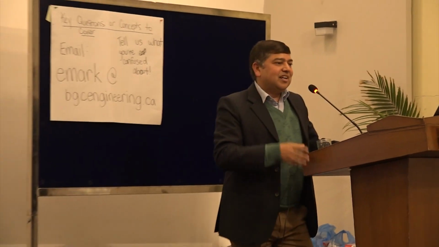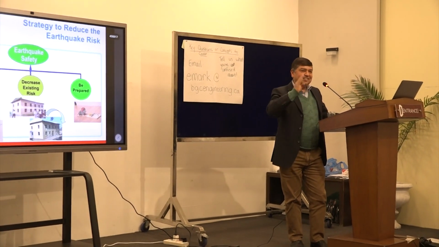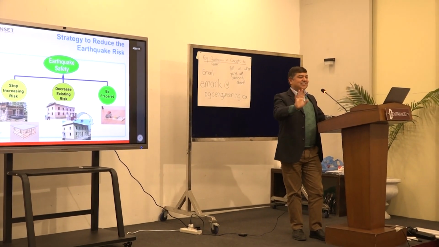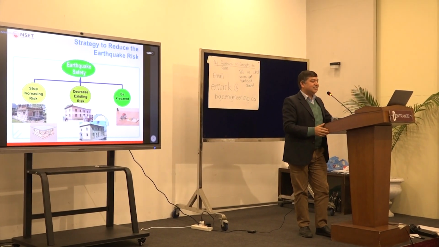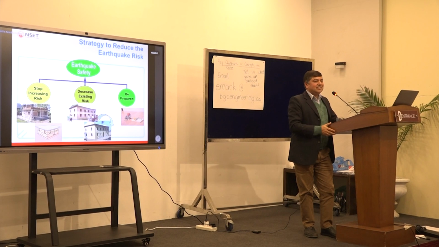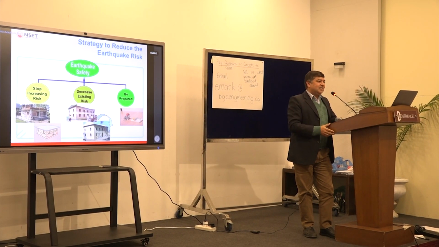and vice versa. Our strategy for earthquake risk reduction, which is the topic given to me, has 3 approaches. Stop increasing risk, so all the constructions, new buildings or infrastructures, have to be resilient. Reduce existing risk, which means retrofitting the existing buildings and infrastructures. And then be prepared for consequences.